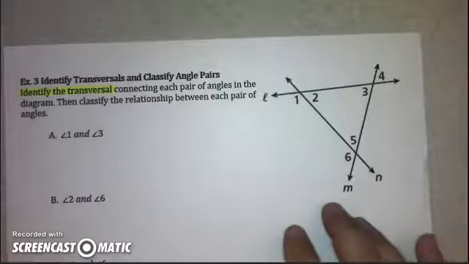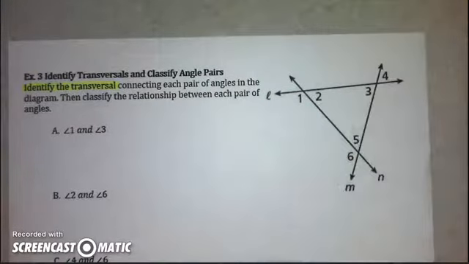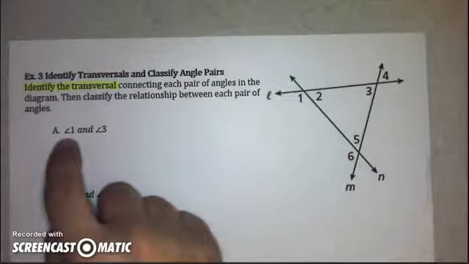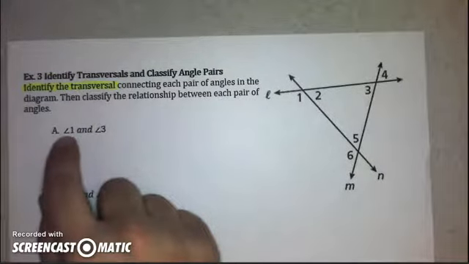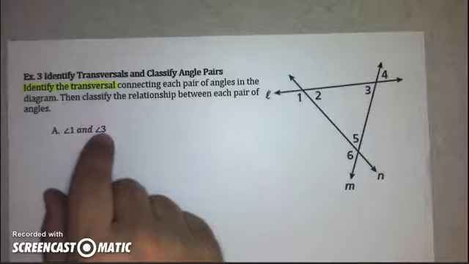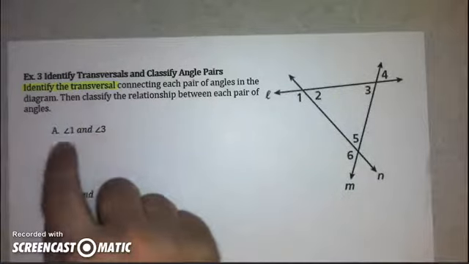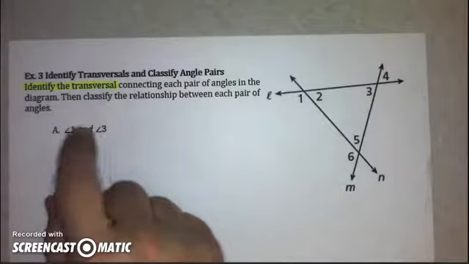And the easy way to identify which line in fact is the transversal is to look at the vertex of each angle. The vertex of angle 1 and the vertex of angle 3 have to be on the transversal. So whichever line goes through both angles' vertices is your transversal.